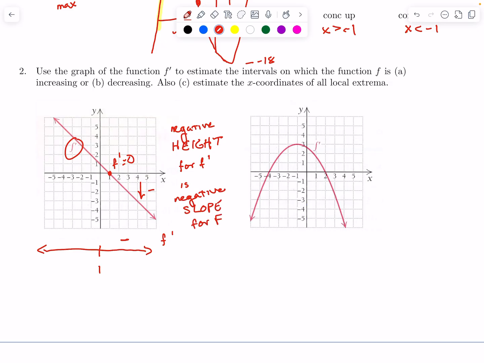So f prime is always going down, but that doesn't mean f is. F is actually going up because f prime is above the x-axis. So f is increasing for x less than 1. And f is decreasing for x greater than 1. F prime is decreasing all the time.